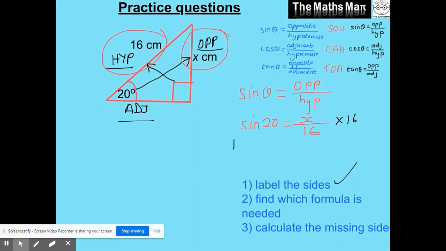Multiply both sides by 16. We end up with 16 sine of 20 equals x. And again, on our decimals scientific calculator, we end up with 5.47 centimeters.